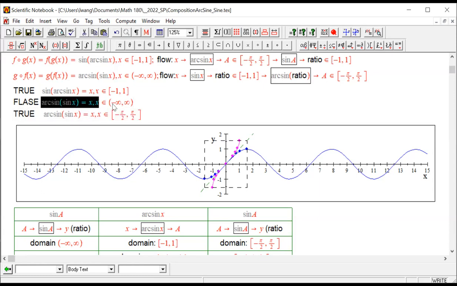And this piece is not true because x is from negative infinity to positive infinity. Okay, these two are not inverse to each other. Then you say, how about the first one, right?